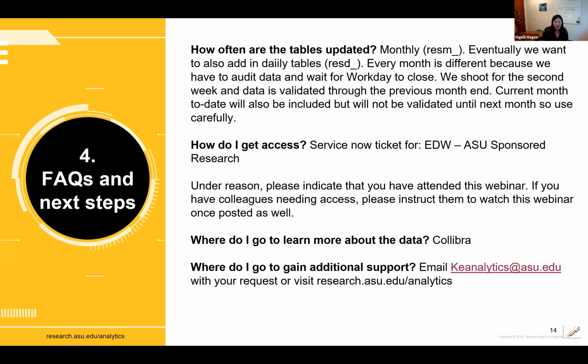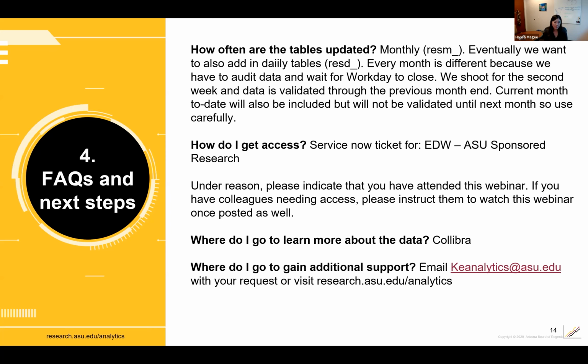The tables will be updated monthly, and I do not have a specific date for you because what happens is we wait for Workday to close. We then audit the data, and sometimes that could take a couple days or a couple weeks. And then we publish the data. So the data are updated monthly.